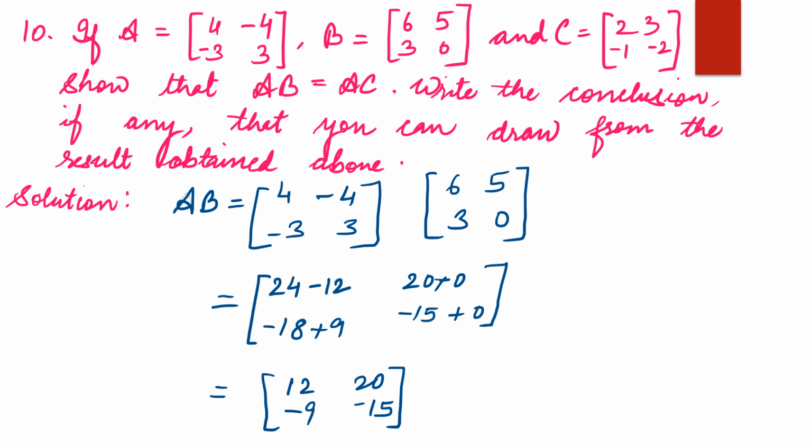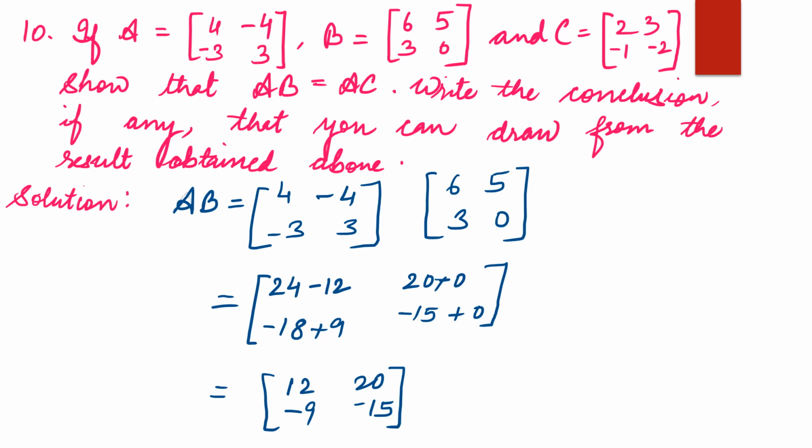So coming to question number 10, children. If A is equal to [4, minus 3; 3], B is equal to [6, 5; 3, 0], and C is equal to [2, 3; minus 1, minus 2], show that AB is equal to AC. Write the conclusion, if any, that you can draw from the result obtained above. Now, AB means multiply A and B.